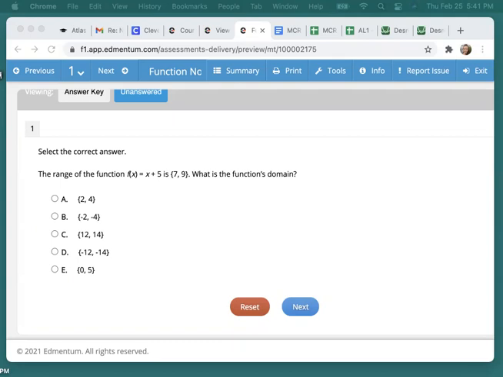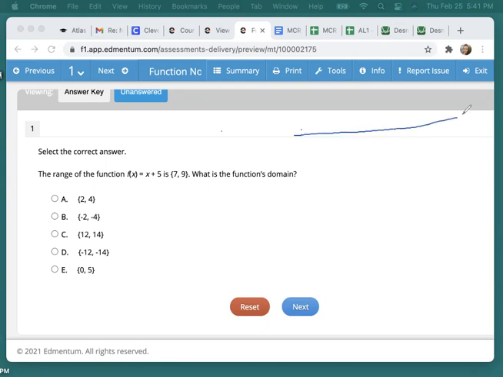Hey there, this is Liberal Arts Math A, Unit 1, going over function notation. So we have domain and range. Domain is the x values, or left and right, and range is the y values, or up and down.